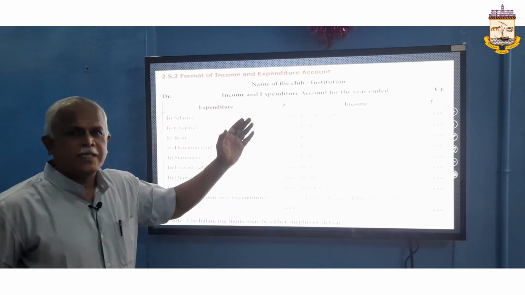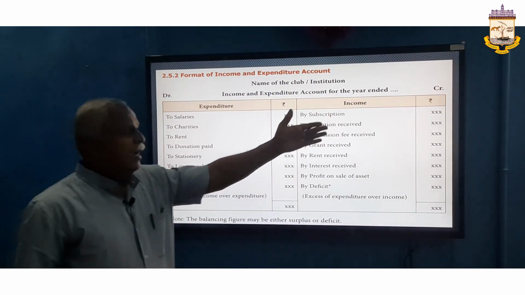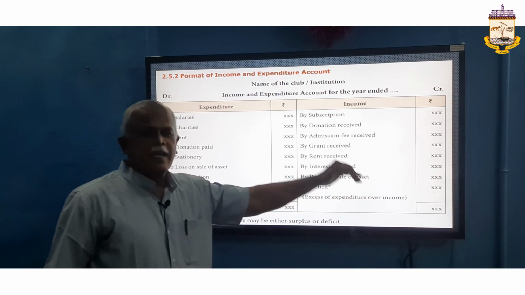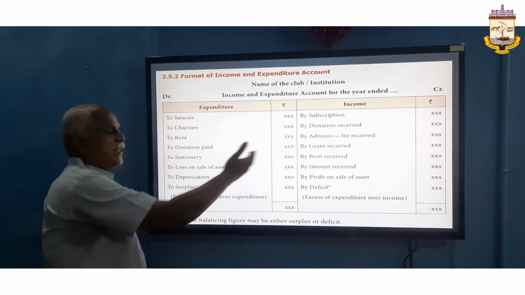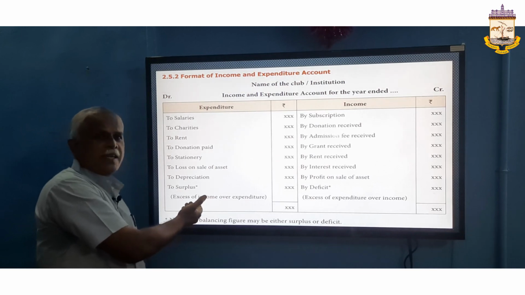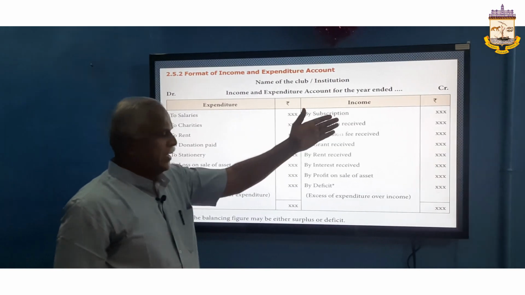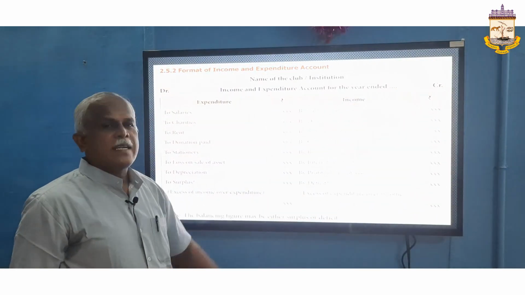This is the format which is given in the textbook. Expenditures are debited and incomes are credited. At the end of the year, we do balancing like a profit and loss account. If income is more than the expenditure, you will get the balancing figure here, which is termed as surplus. If the expenditure is more than income, the balancing figure comes as loss. I can say it is a deficit.